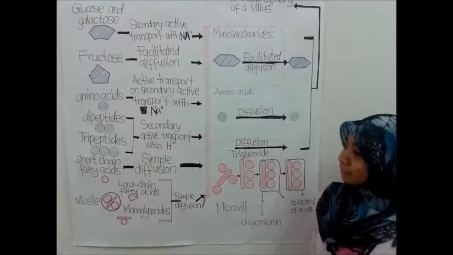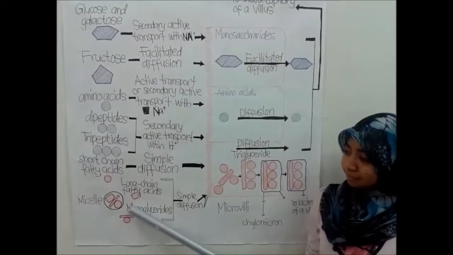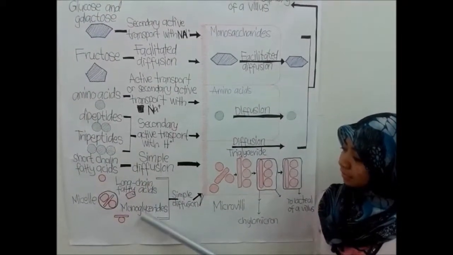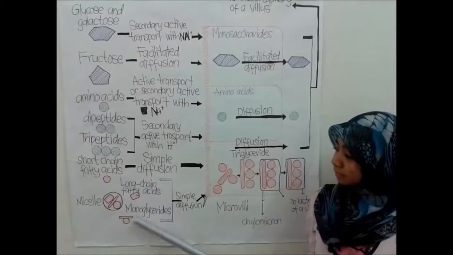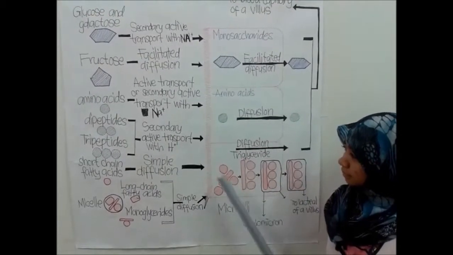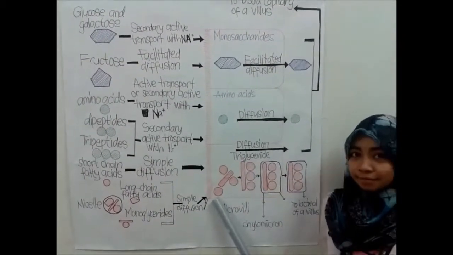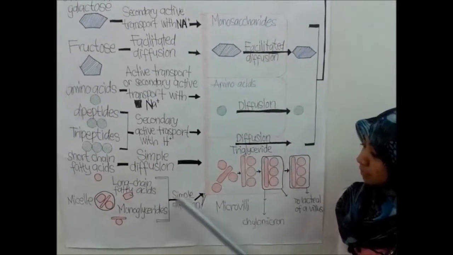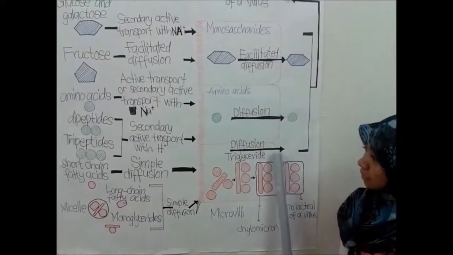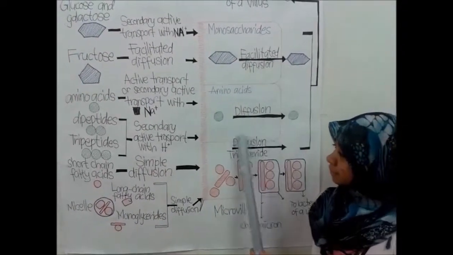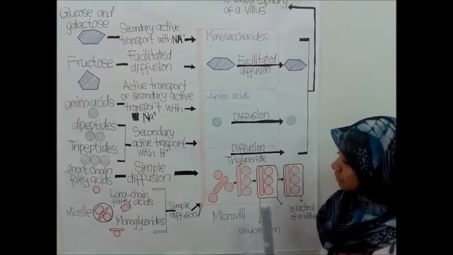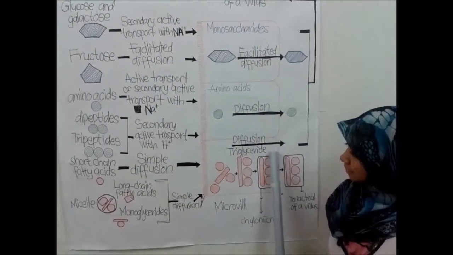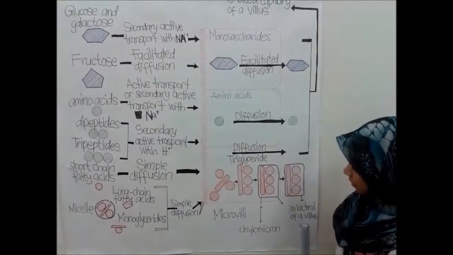Micelles are divided into 2: long-chain fatty acids and monoglycerides. They are transported by simple diffusion through the microvilli. Long-chain fatty acids and monoglycerides combine to form triglycerides, which aggregate into globules along with phospholipids and cholesterol and become coated with protein and are called chylomicrons.